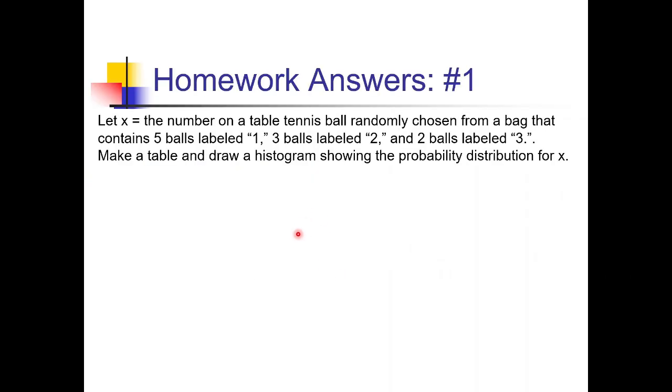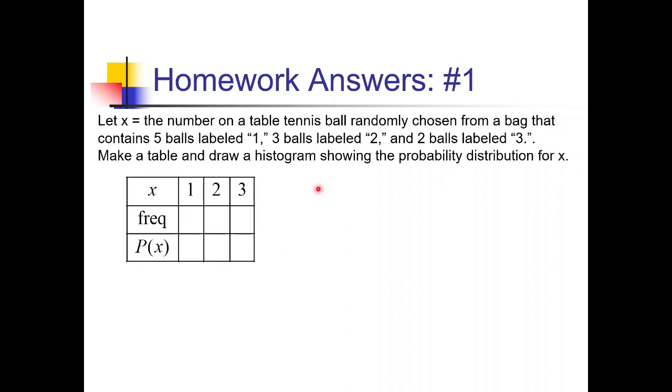For this problem, they're saying let x equal the number on a tennis ball randomly chosen from a bag that contains 5 balls with the number 1, 3 balls with the number 2, and 2 balls labeled 3. We just want to make a table and draw a histogram showing our probability distribution for x. So in our table, we're going to have the label, the frequency, and the probability. So our labels are going to be 1, 2, and 3.